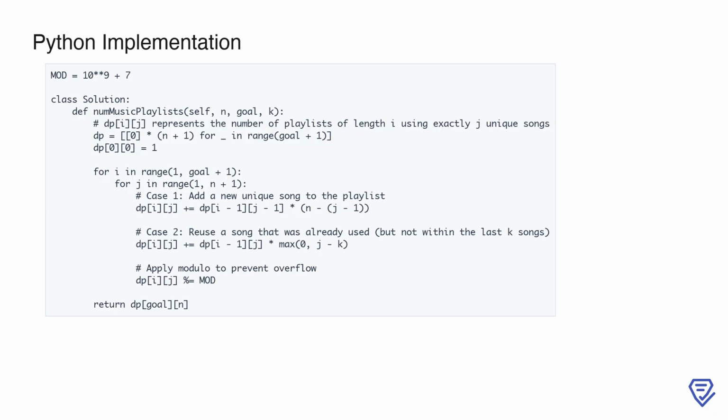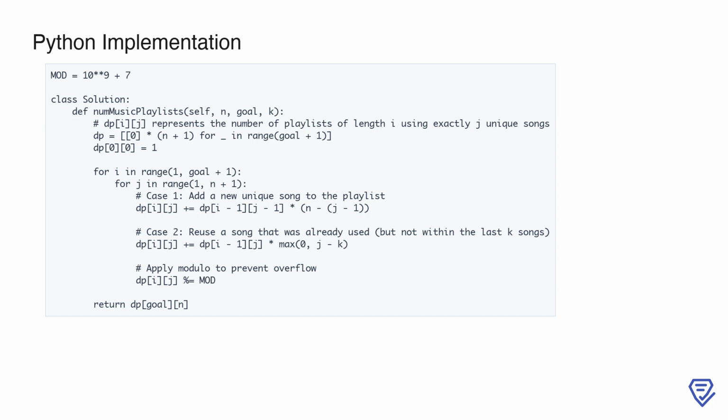The table is initialized with dp[0][0] equals 1, meaning there is one way to create an empty playlist with 0 songs. The outer loop iterates over the playlist length i from 1 to goal, and the inner loop processes the number of unique songs j from 1 to n. For each combination of i and j, we calculate the number of valid playlists using two cases. 1. Adding a new unique song: here, we use a song that hasn't been used before. This contributes dp[i-1][j-1] * (n - (j-1)) to the count, where n - (j-1) is the number of remaining unused songs.